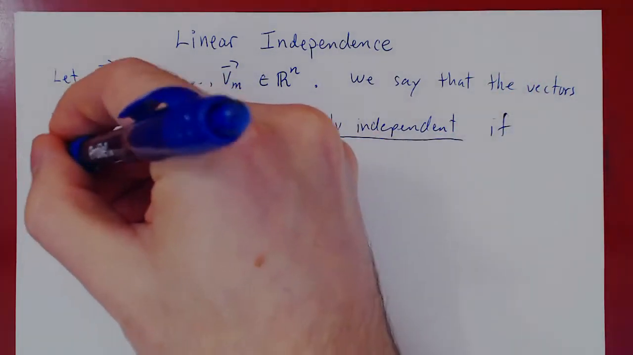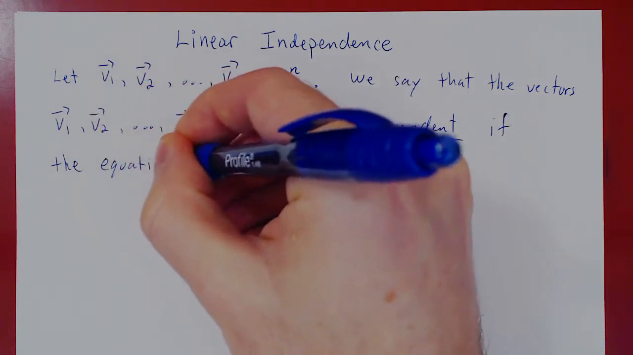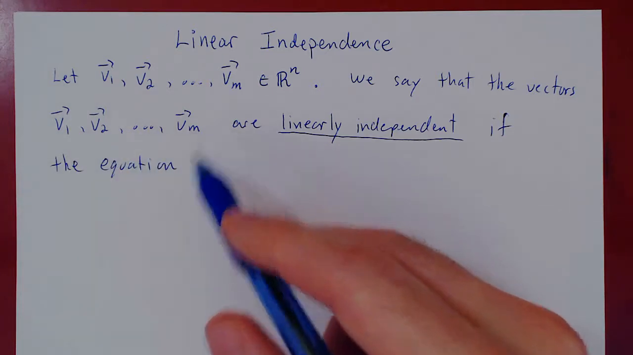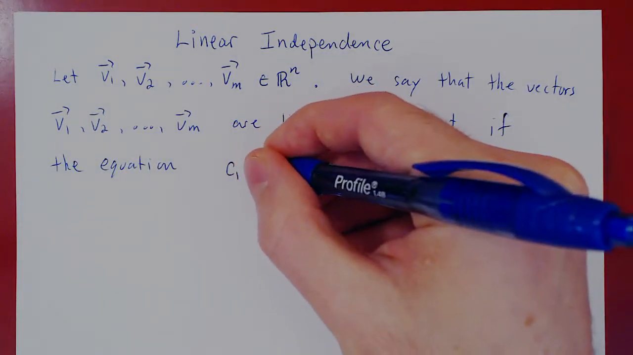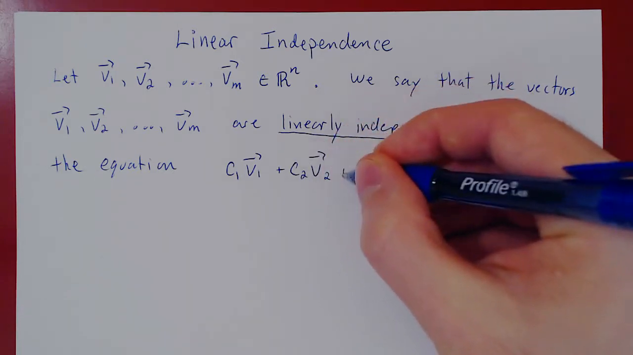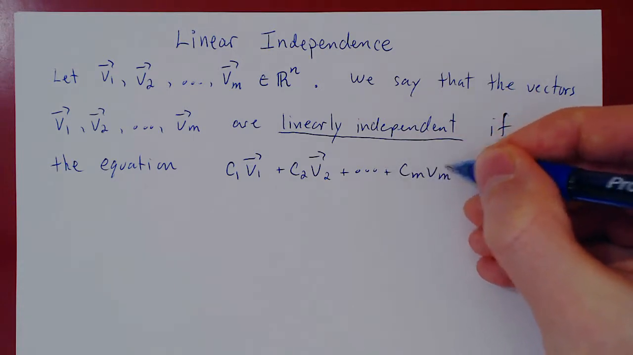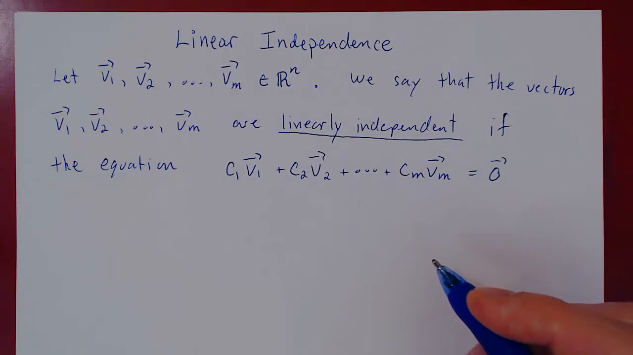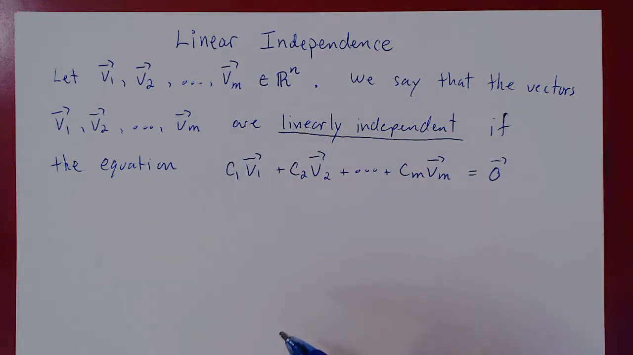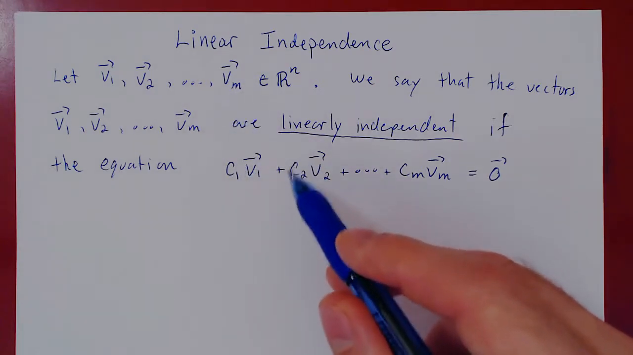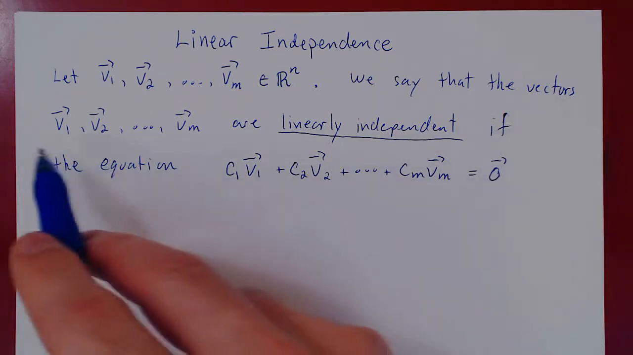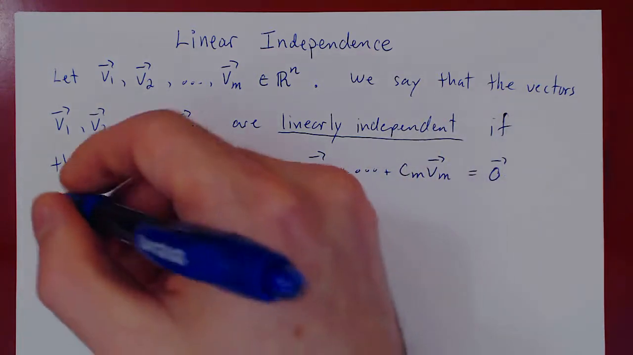if the equation, and here's the equation. We are going to ask, how can we obtain the zero vector with a linear combination of these m vectors? So if the equation c1 times v1, so some multiple of v1, c1 is a real number, plus some multiple of v2, up to some multiple of vm being equal to the zero vector. So this is our equation, expressing the zero vector as a linear combination of these m vectors. So here the vectors are fixed, and we're trying to solve for the coefficients. How many solutions are there to this linear combination being equal to the zero vector? So we say that the vectors are linearly independent if the equation has only the trivial solution.